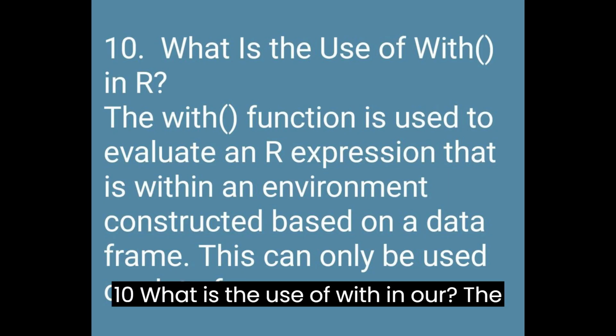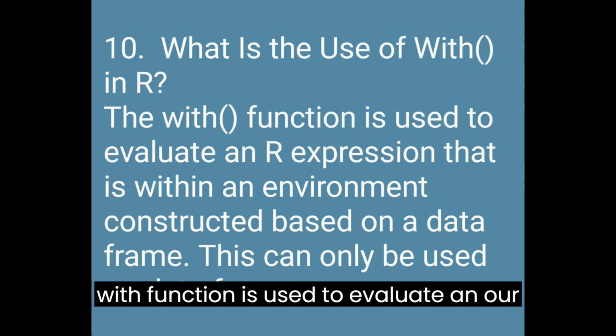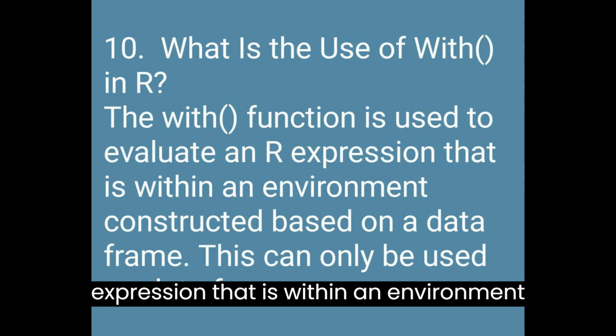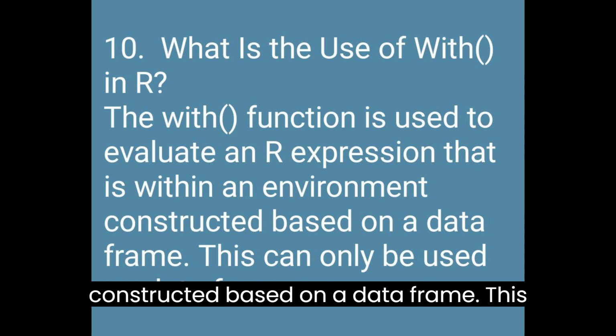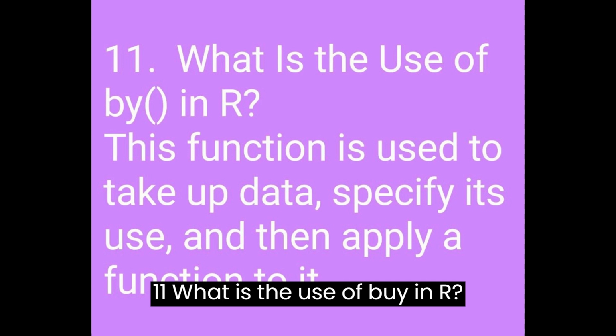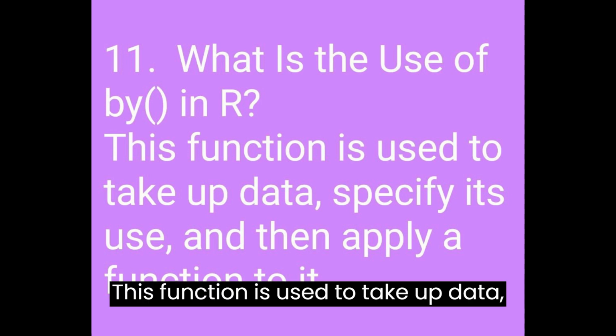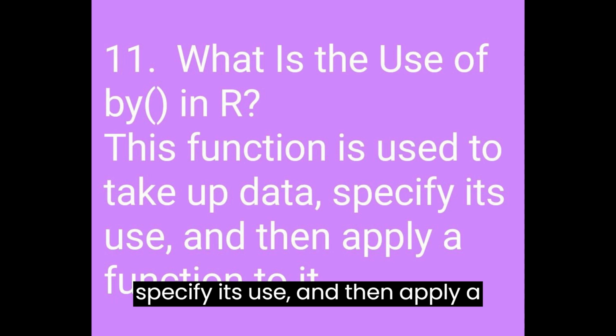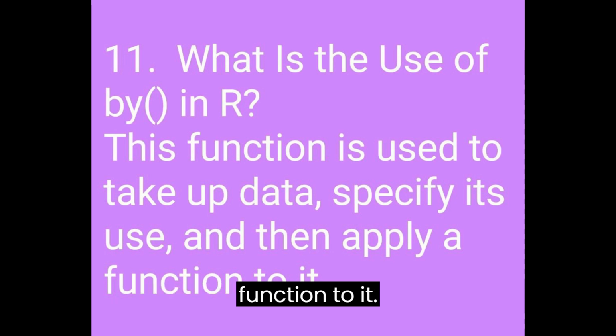10. What is the use of with in R? The with function is used to evaluate an R expression that is within an environment constructed based on a data frame. This can only be used on data frames. 11. What is the use of by in R? This function is used to take up data, specify its use, and then apply a function to it.